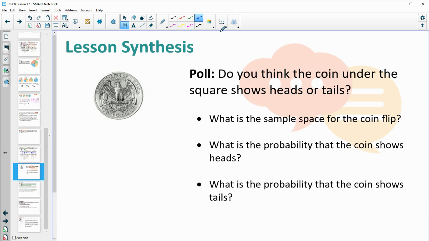And so what is the sample space for flipping a coin? So what were the options here for flipping a coin? And so the options that it could have been here is heads or tails. So that's my sample space.